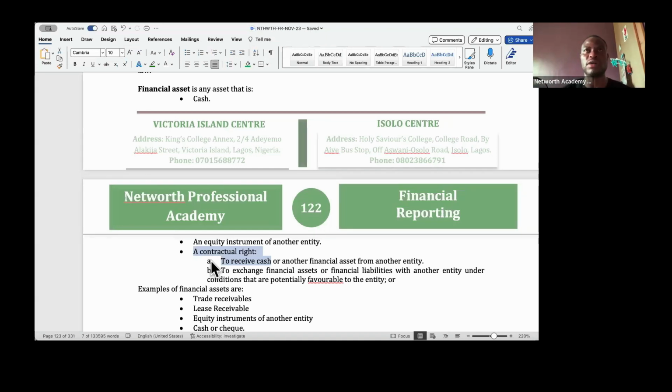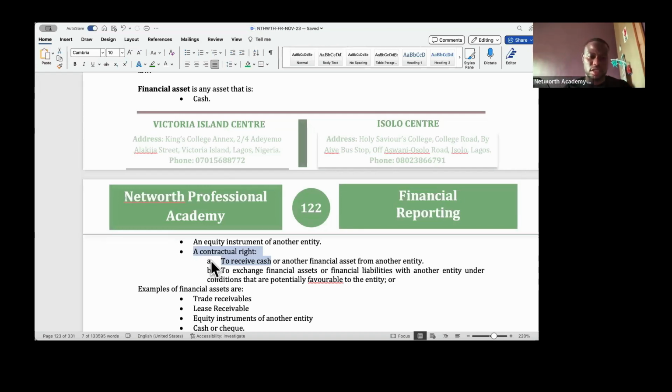Recently, the government issued some treasury bills. If you had bought some of those treasury bills, automatically, if you had invested in it, you have a financial asset. Why? Because buying government bonds or government treasury bills gives you a contractual right to receive cash. The government will have to pay you interest at certain dates. They will also pay you principal at maturity. So contractual right to receive cash is synonymous with investment in debt instrument. So it's also lending people money. It gives you a contractual right to receive cash.